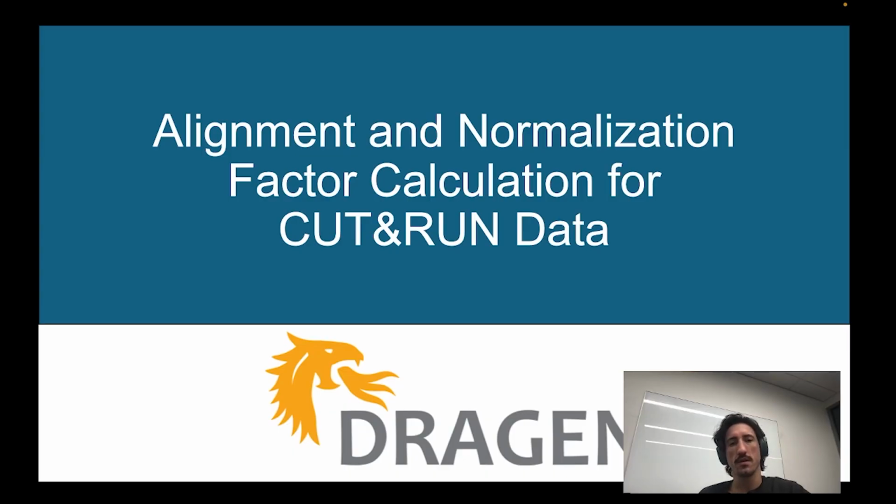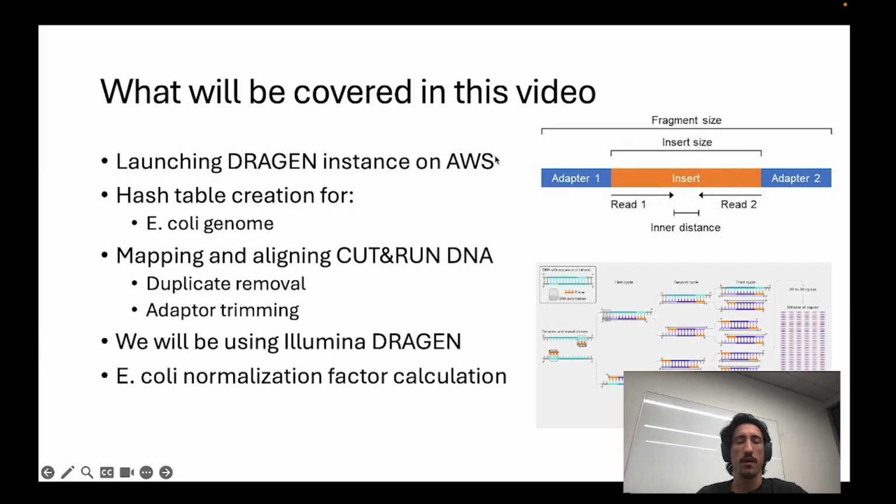This will be the first video in the Cut and Run data analysis series, and today we will be covering the alignment and normalization factor calculation for raw cut and run sequencing data. Again, like the RNA sequencing quantification video, we'll be using DRAGEN. Let me walk through what we'll actually be covering in this video.